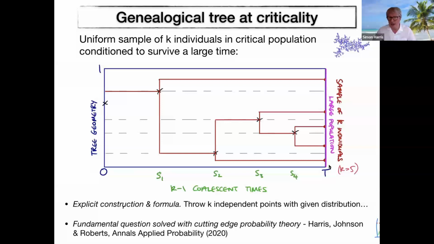Well, you can describe that genealogy very nicely. You can find all the coalescent times, you can describe the shape of the tree. And even for the Galton Watson at criticality, this was unknown, it wasn't known till recently, where myself and some colleagues used some cutting edge probability theory to solve that problem.